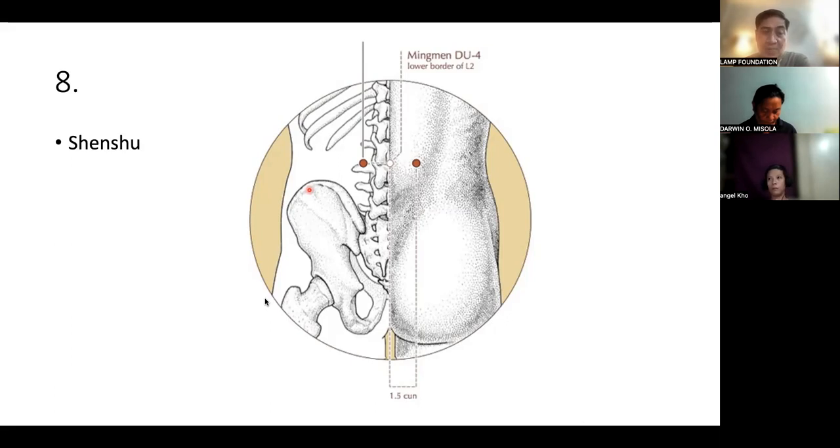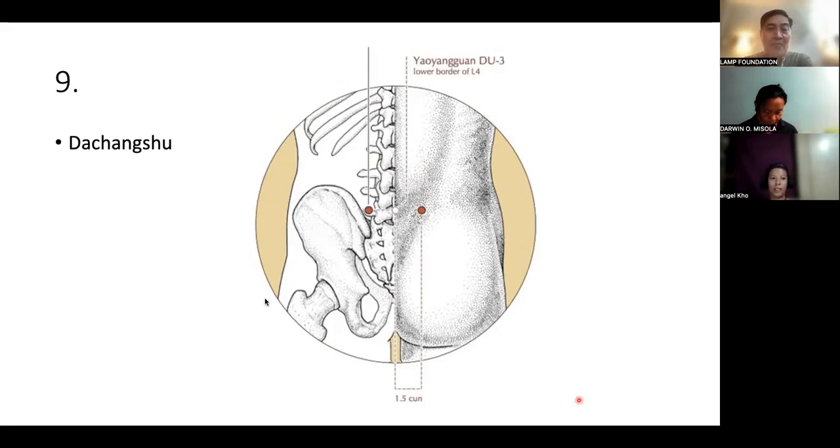Usually kung may issue sa stomach, masakit din yan. Next is bladder 27. Bladder 27, Doc, is the Back-Shu of the small intestine, located at S1 or bandang sacrum area po. Sacrum 1.